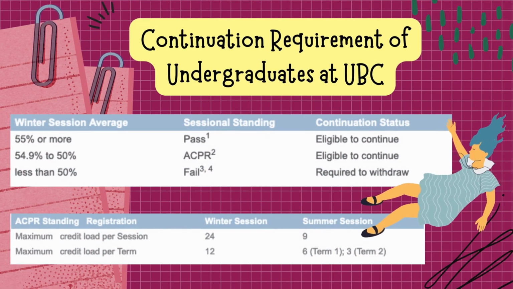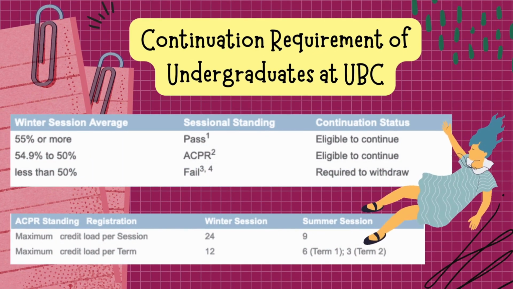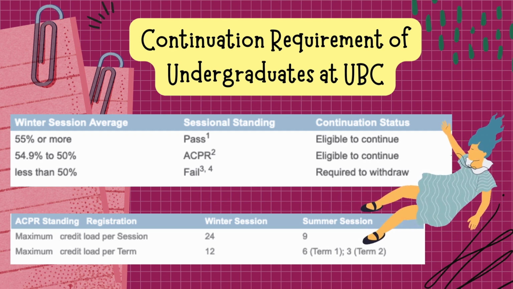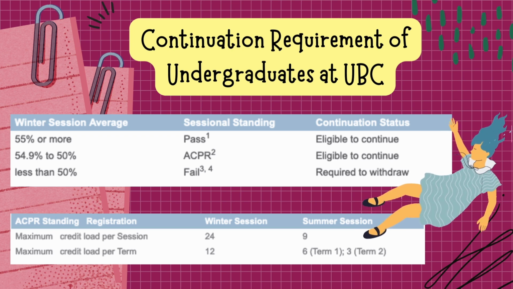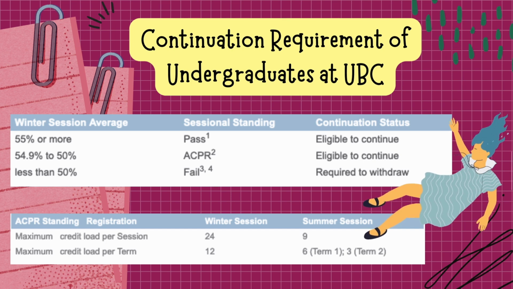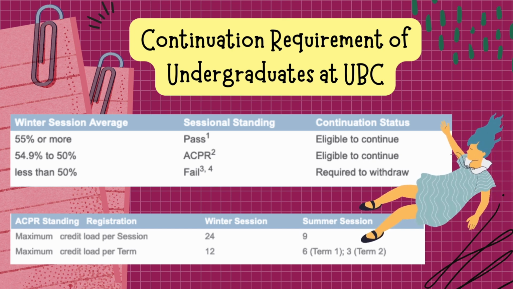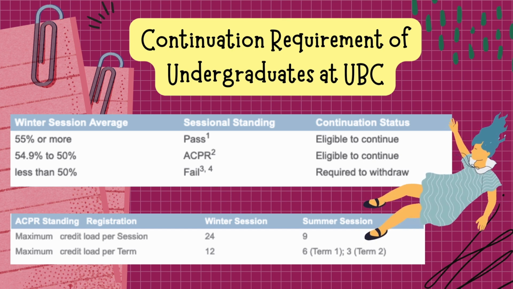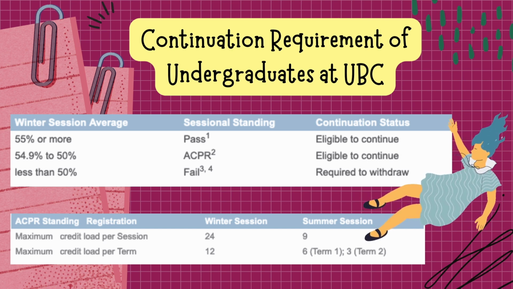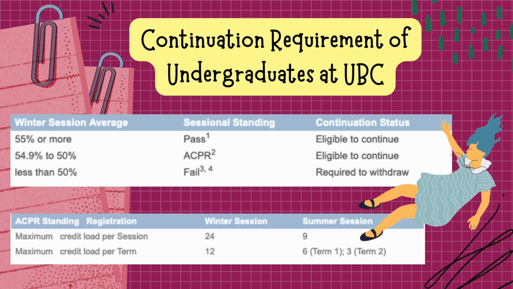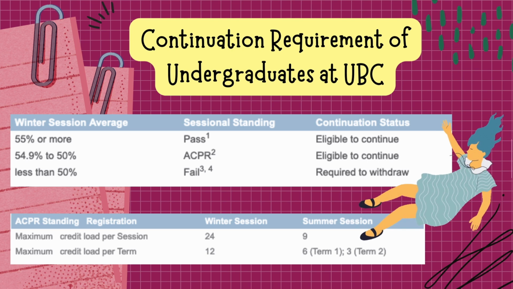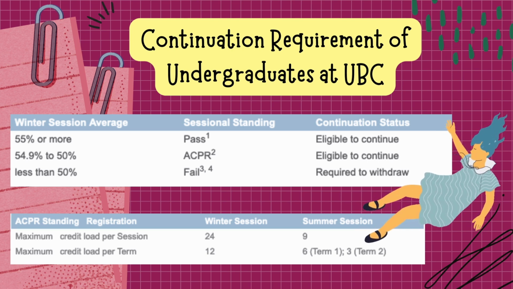Let's look at the continuation requirements of undergraduates at UBC. 55% means that you are eligible to continue, whereas if your score is around 50 up to 54.9, you're eligible to continue with academic probation. At under 50%, you failed. You're required to withdraw. Academic probation refers to a restriction on the number of credits that can be taken, forcing students to take fewer courses in the hope to help them to improve their grades.